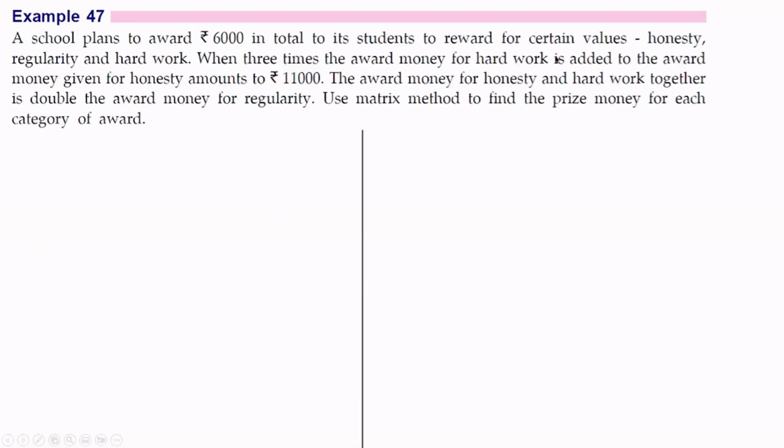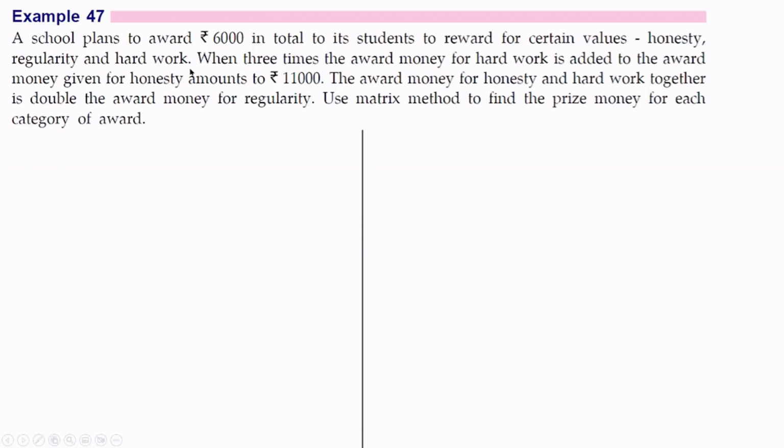Moving on to the last example. A school plans to award rupees 6,000 in total to its students to reward certain values: honesty, regularity and hard work. When 3 times the award money for hard work is added to the award money for honesty, it amounts to rupees 11,000. The award money for honesty and hard work together is double the award money for regularity. Use matrix method to find the prize money for each category of award.